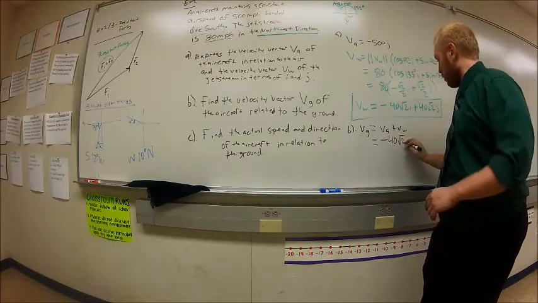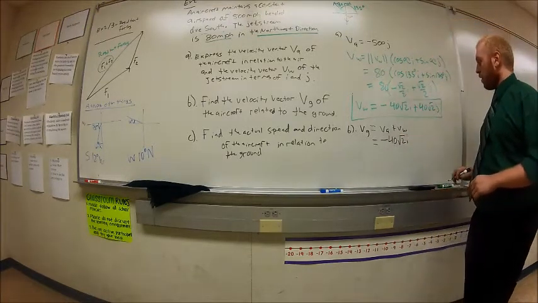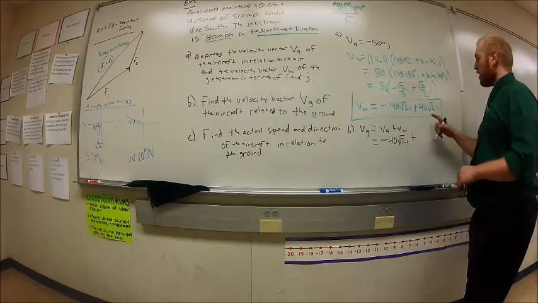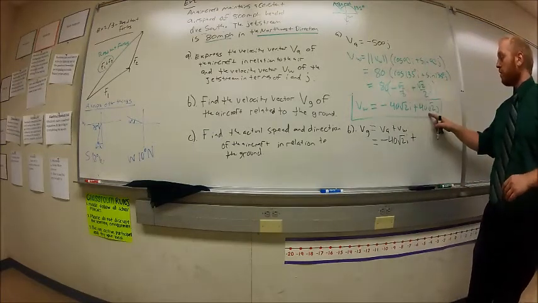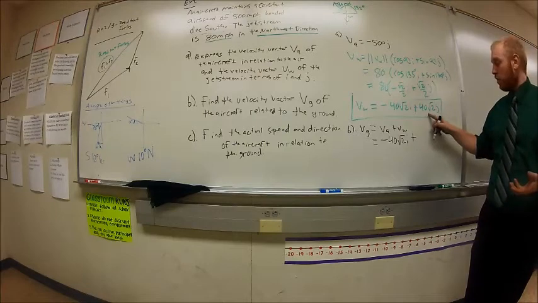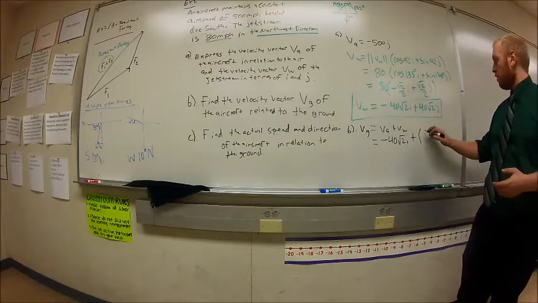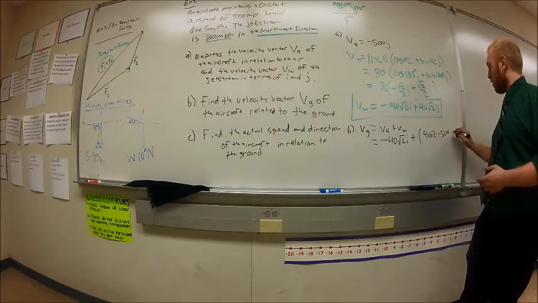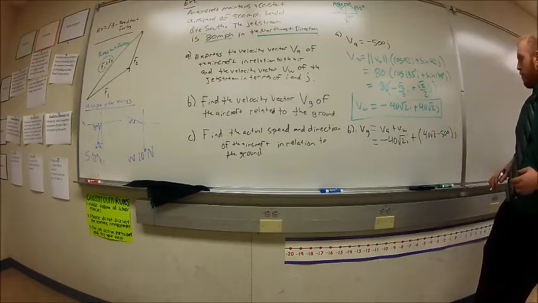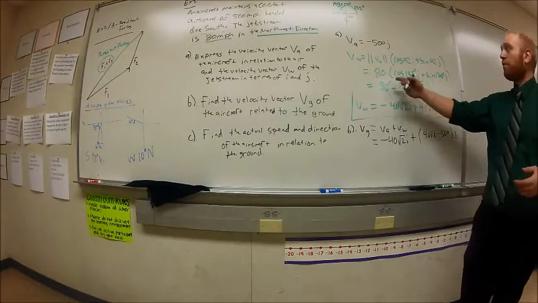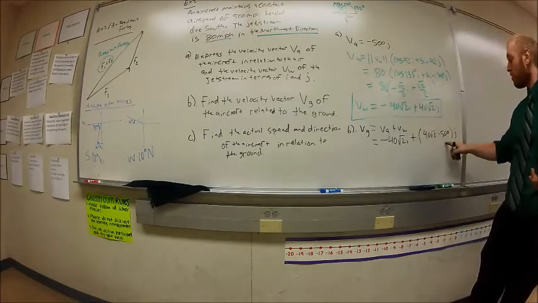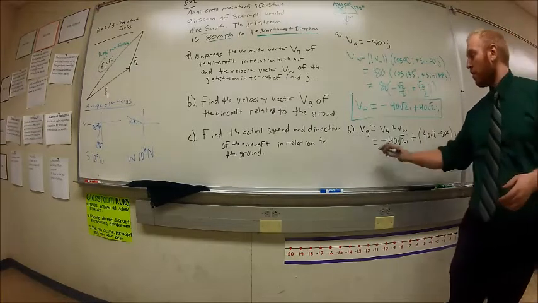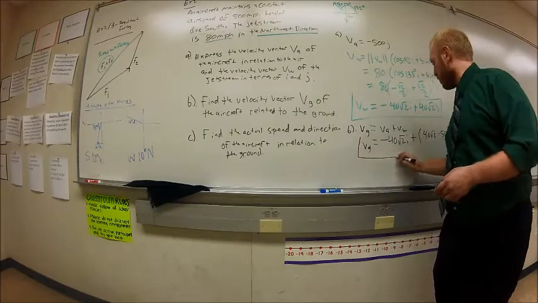Negative 40 root 2 I plus, and then think about it. They both have J's, but they're not like terms, so put them in parentheses: 40 root 2 minus 500 J. Because 40 root 2 is positive, adding negative 500 is the same as subtracting it. And that's the velocity vector with respect to the ground.